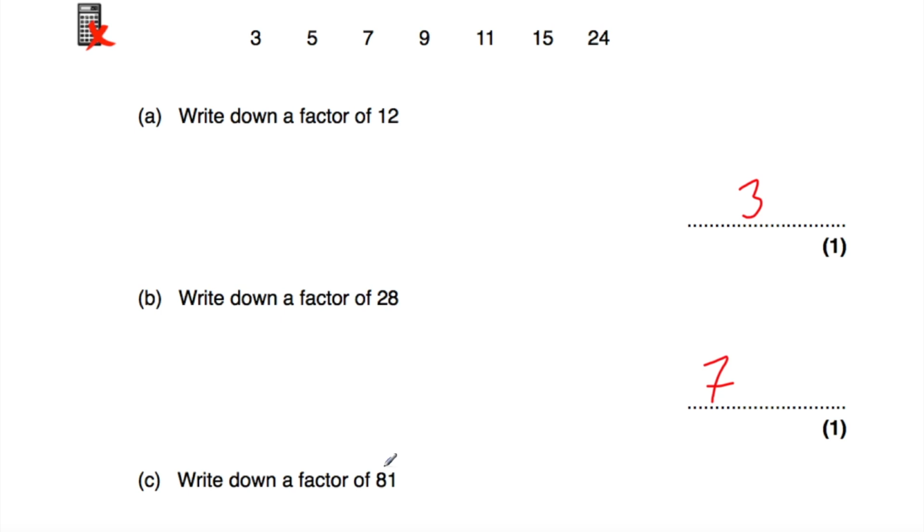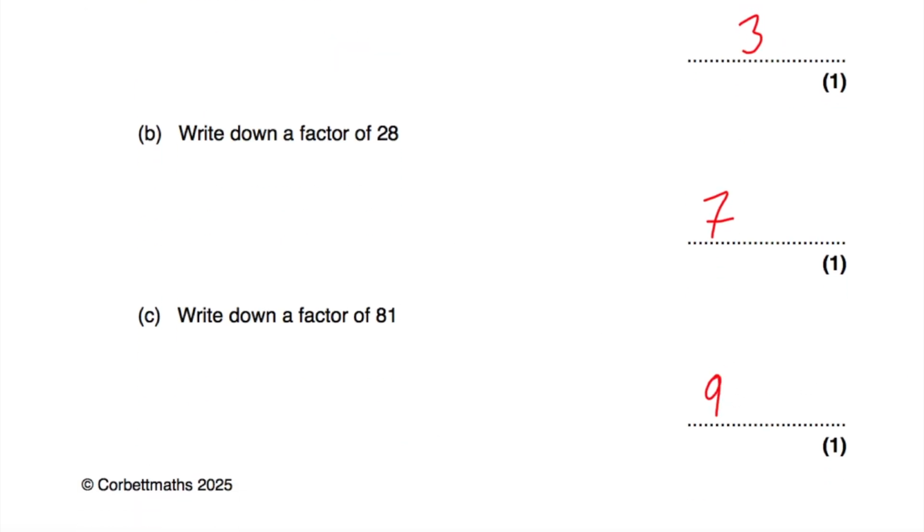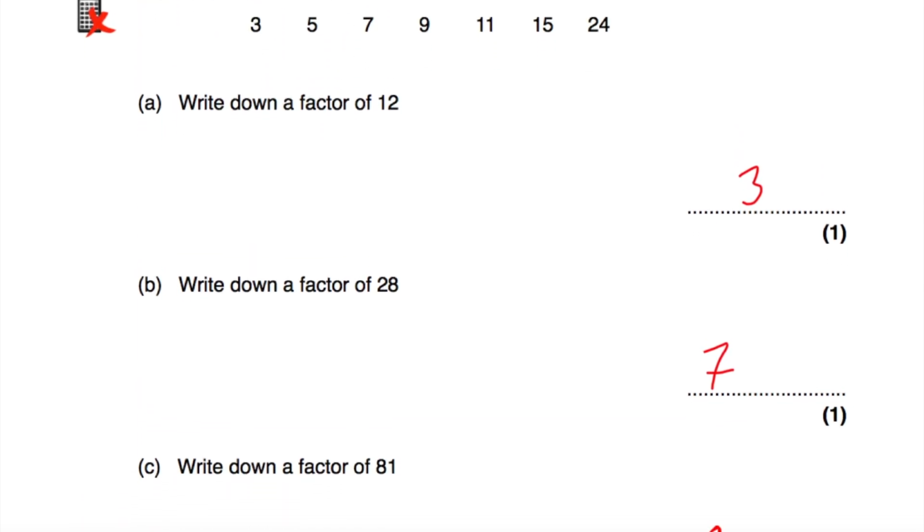9 times 9 is equal to 81. So it means that 9 is a factor of 81. So yep. And also it's quite useful to know your divisibility tests here.